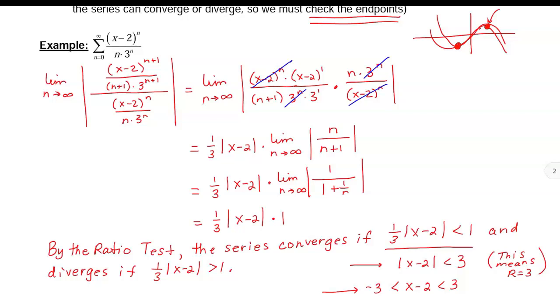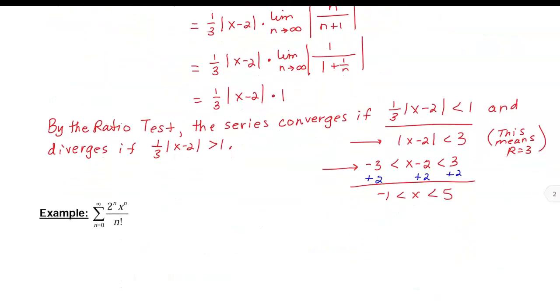The last step is very easy. You're going to add 2 to get x by itself. Just add it in all 3 parts of the inequality. So we get −1 < x < 5. That is your interval of convergence. The problem is I need to check the endpoints of that interval.